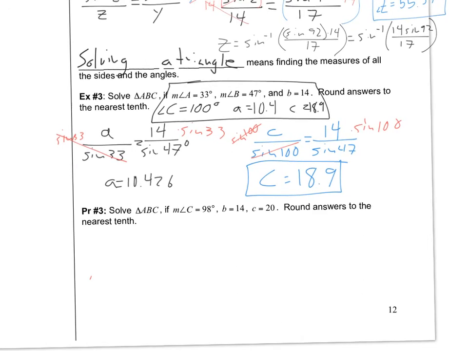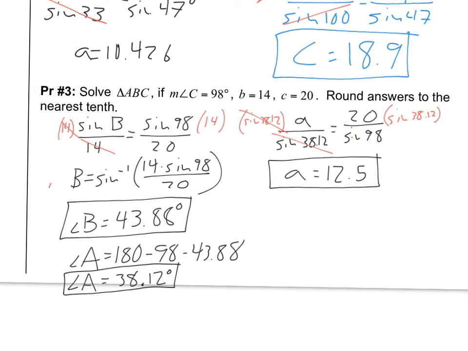I want you to go ahead and try and do the same thing here. It says solve triangle ABC. This one they only give you one angle and two sides. So it might take you a little bit of work, but go ahead and give it a try. So you're looking for angle A, angle B, and side A. I'd pause the video, give it a try, and then unpause it when you're ready to check your work.